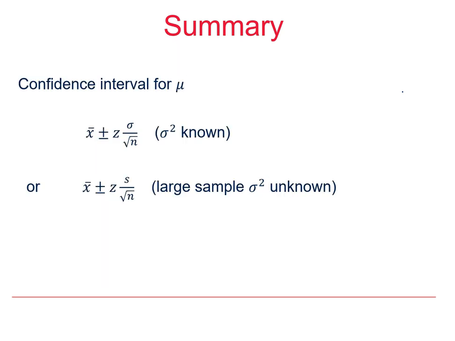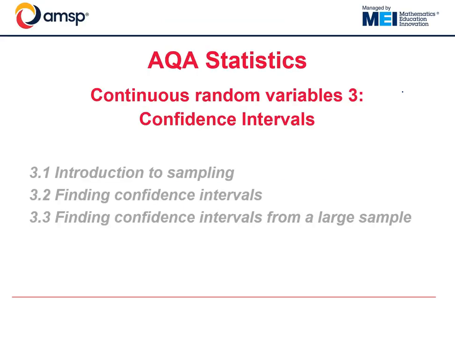So to just summarize, these are our two formulae that we're using in those two different cases where we know the population variance or where we have a large sample and we don't know what it is. And that concludes this video.